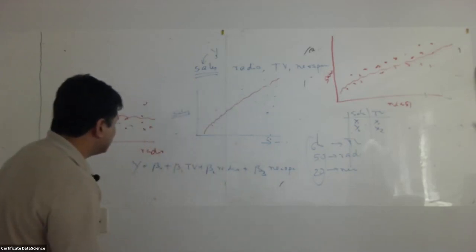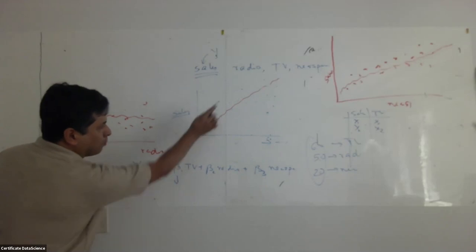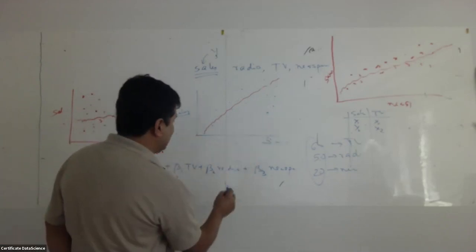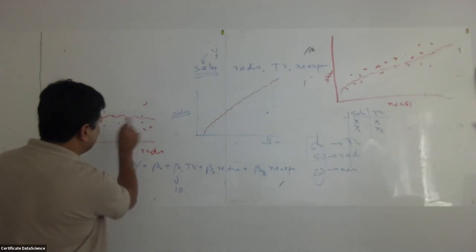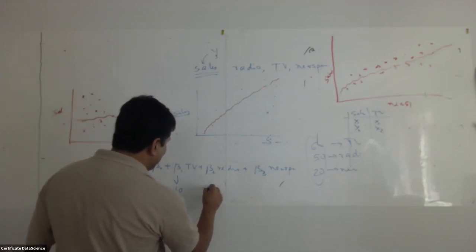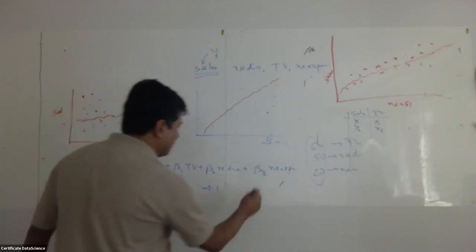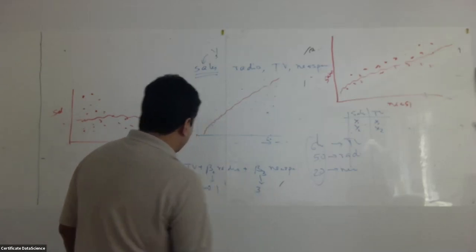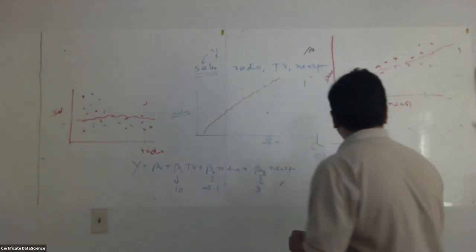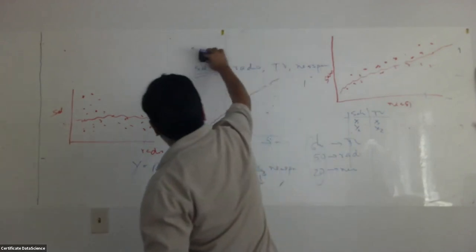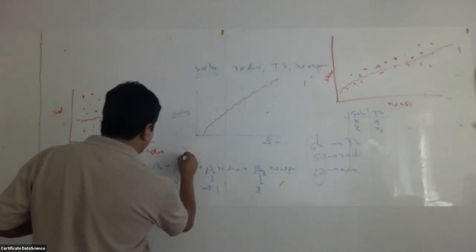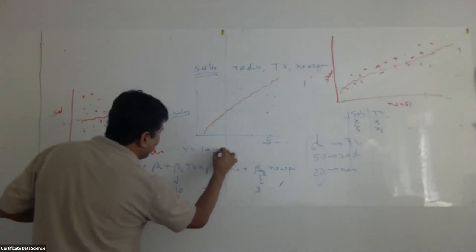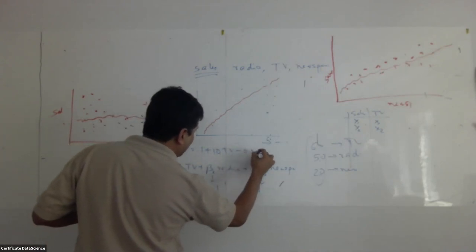So what you would expect is that TV is a large number, a big slope. Pick a number, say 10. Beta 2 is radio. It has no impact, maybe even negative. Maybe it will actually give you minus 0.1, slightly going down. Beta 3, newspaper, has some positive impact, maybe 3. So now, essentially, what you have here is a formula. You have to fit the betas for the model. You got 1 as the intercept.